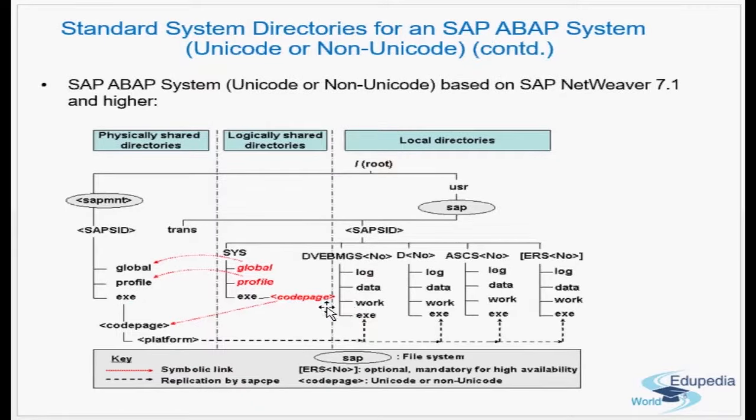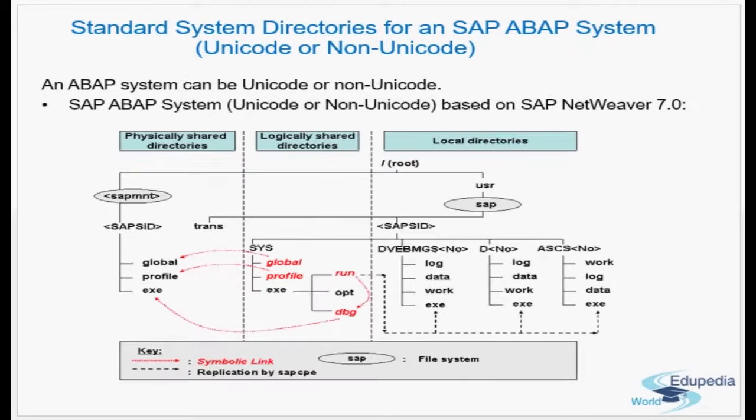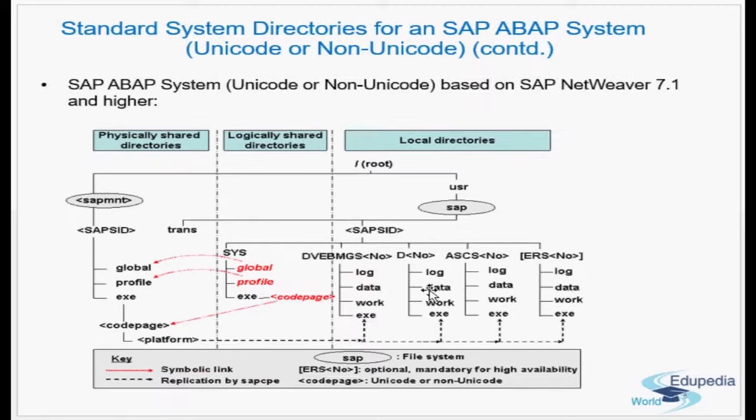Here in exe we have only the code page. This is again attached through a symbolic link to the physically shared directories, and here the SAP CPE replication is made from the physically shared directories to the exe in the local directories. Earlier, SAP CPE replicated the exe from the logically shared sys to exe on the instance subdirectories. However, here the SAP CPE replication is made from the sapmnt exe to the exe which resides in the instance subdirectories. The rest is all the same, and here you have one more addition, the ERS number.